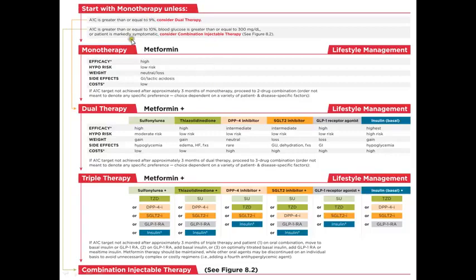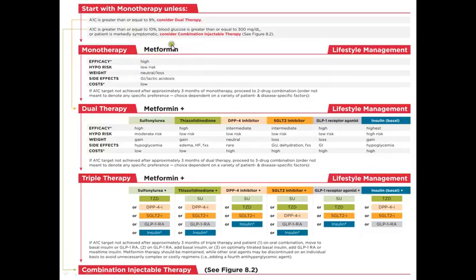But before going to this monotherapy, the first thing you have to do is lifestyle management. Lifestyle management at any level of HbA1c is the first line of treatment, and you have to advise it to them. For an HbA1c of 6.5 to 7%, you can advise lifestyle management, and from 7 onwards, you give metformin.